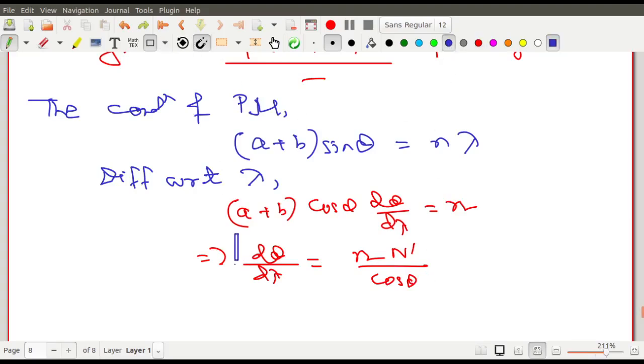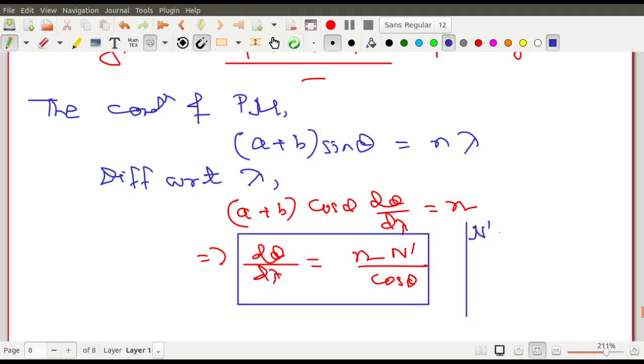This is the formula for dispersive power. এটাকে আমরা ডিসপারসিভ পাওয়ারের ফর্মুলা বলি, যেখানে আমরা এটা ইউজ করেছি, where I have used n dashed is equal to 1 by a plus b. This is, in the case of grating, called the number of rulings or lines or slits, যা ইচ্ছা বলো, per unit length.